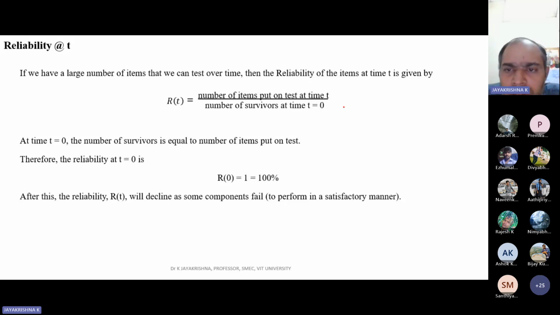Say, for example, whenever you're starting a test, you're going to test 100 components. Let's assume we are going to test some 100 components, and I'm asking you to test the reliability of the product after 10 hours. Now understand what I'm telling. You're going to conduct the reliability test after 10 hours. So now the number of items put on test is what?